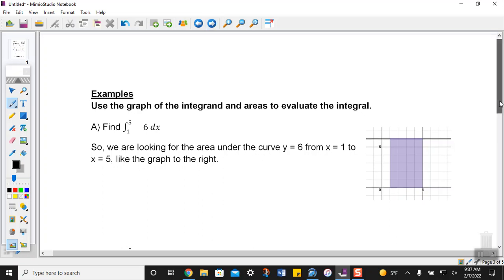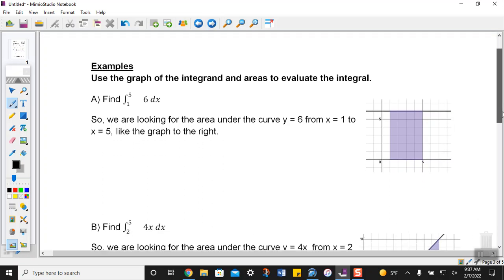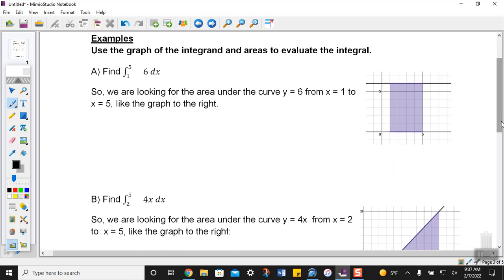Yeah. Okay, let's talk some examples right here. So here's the deal. We're going to use the graph of the integrand and the areas to evaluate the integral. Okay, so right here, kids, this says find the definite integral from lower limit of what? 1, to what? 5, of a function which is just what? 6. Okay, so I'm going to highlight our functions right here.